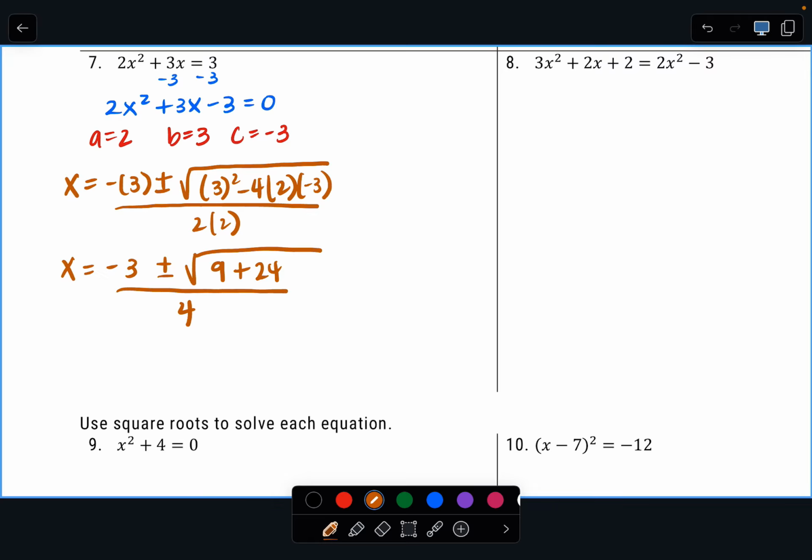Make sure when you write this, it's all over 4. Wait, what? The whole thing is over 4. So like the whole thing is over 2a. So like this looks like you're just dividing the square root of 33. Yes. Okay. After this, I can just add these together, right? Correct.